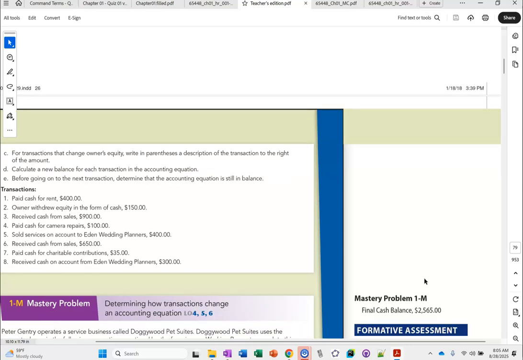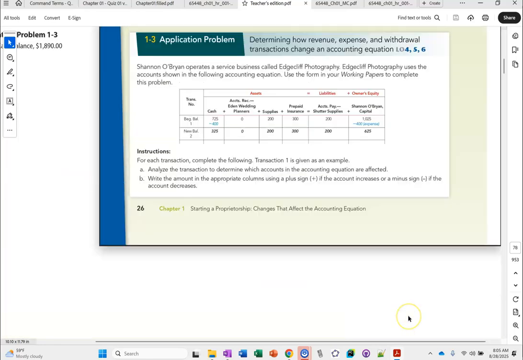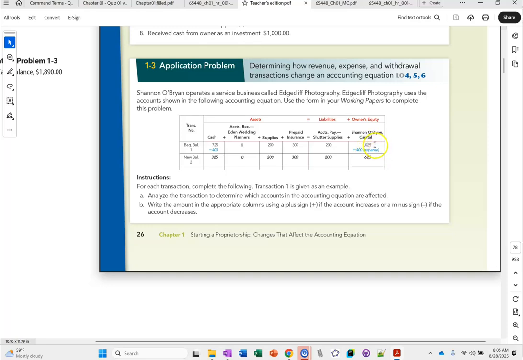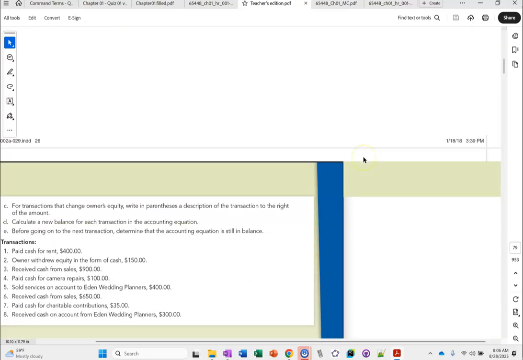Part C says for each transaction that changes the owner's equity, write in a parenthesis a description of that transaction to the right of the amount. Expense, withdrawal, or revenue would be the three options you could write there, and only if they happen. On this paper, they all happen.